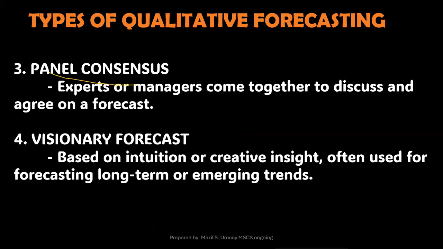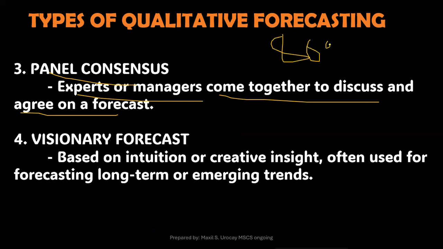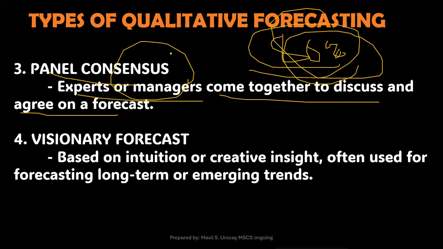Now, for the panel consensus, experts or managers come together to discuss and agree on a forecast. So say, for example, in desired sales in the future, your manager wanted to forecast that in the future you want to achieve 80% of sales. So that will be your forecasted data in the future. That is your main goal in the future. That is where the panel consensus takes place.